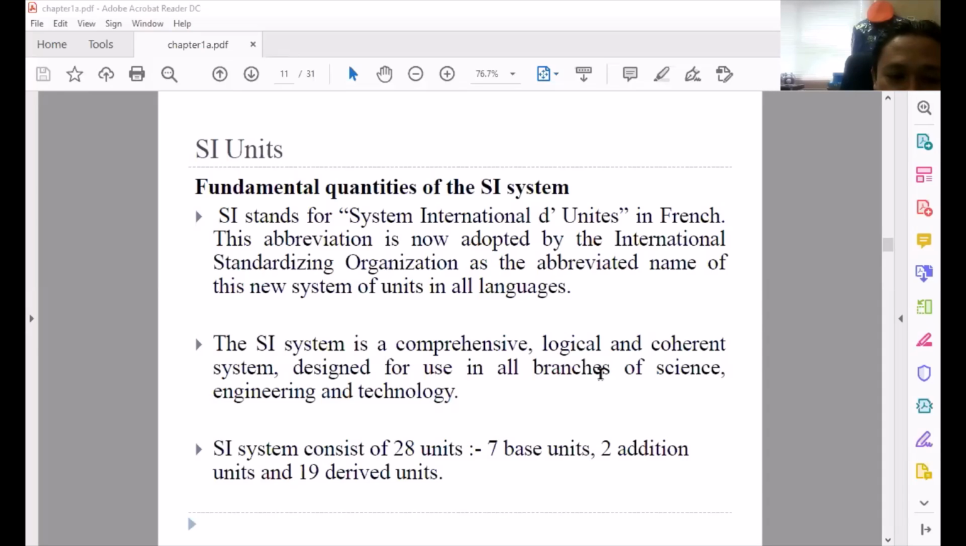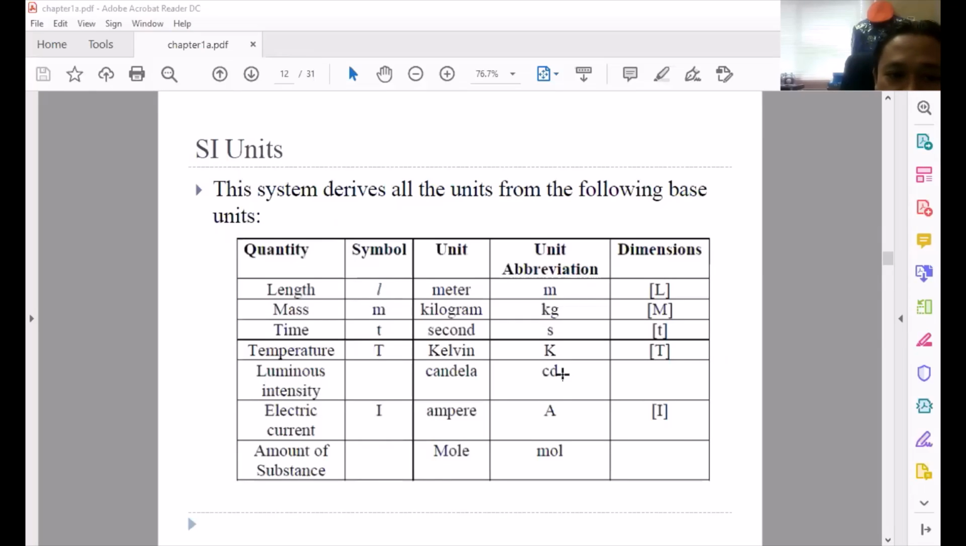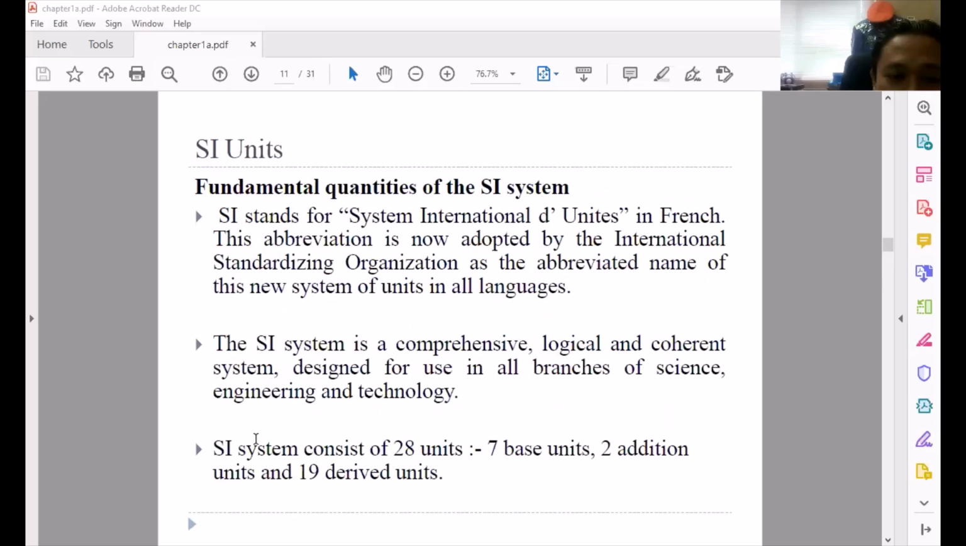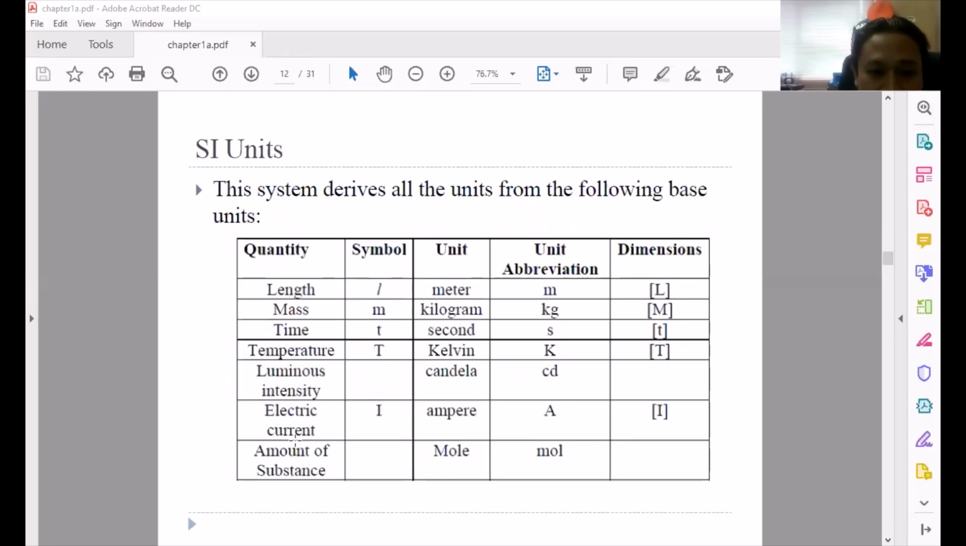The SI system consists of 28 units: 7 base units, 2 additional units, and 19 derived units. Let's go to the base units. We have length, mass, time, temperature, luminous intensity, electrical current, and amount of substance. We call these the base quantities, and these are the base units.